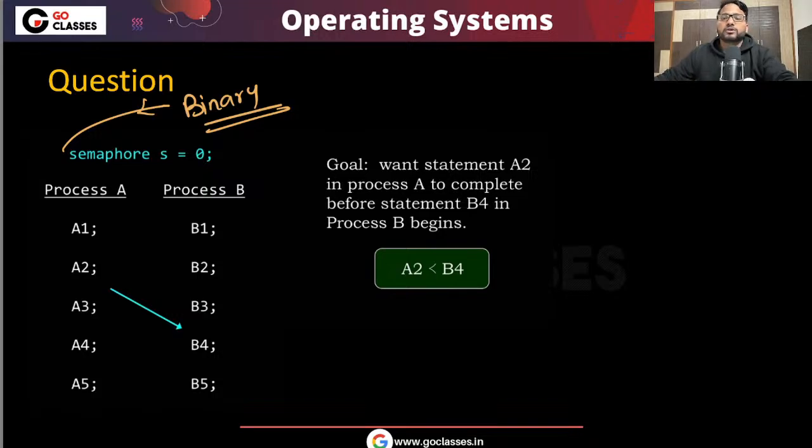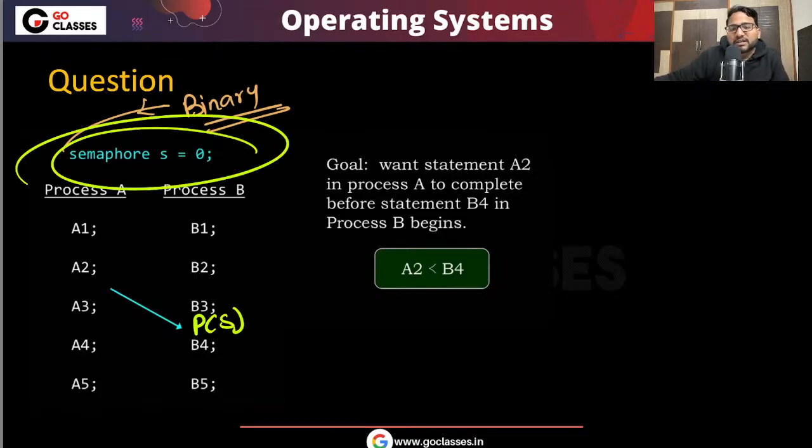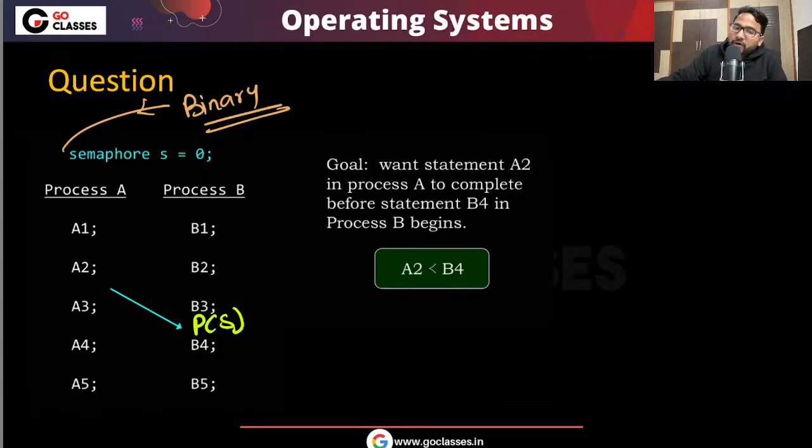So can I say that if I put the wait operation, or P of s, since the s value is initialized to 0, then it will wait, and I want this to execute after A2, which means I can put V of s here. If A2 is executed and V of s is executed, then only it will get released, isn't it?